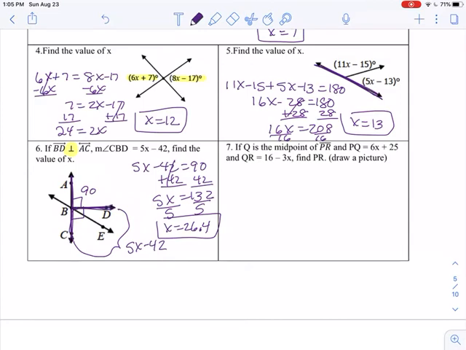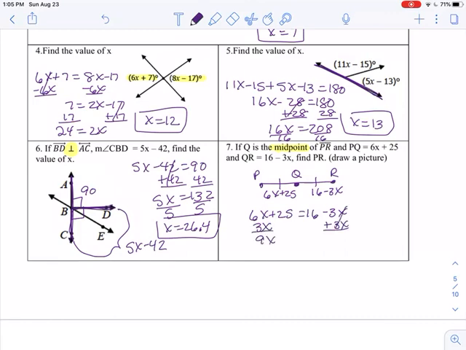And 7's a little tricky. I'm going to draw a picture. Q is the midpoint of PR. So I'm going to draw a line segment called PR, and Q is the midpoint. That means it's the point in the middle. PQ equals 6x plus 25, and QR equals 16 minus 3x. Now a midpoint divides it in half. So that means PQ, the left half, is equal to QR, the right half. Okay, so the key word here is midpoint. It cuts that in half. So now I'm just going to solve.